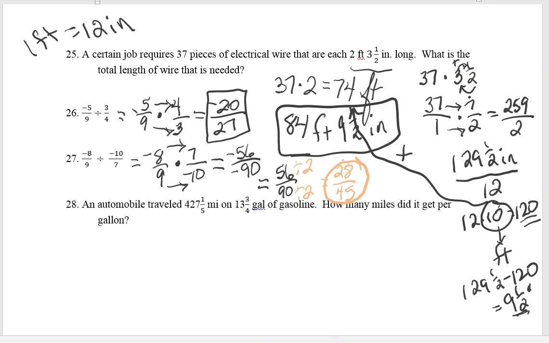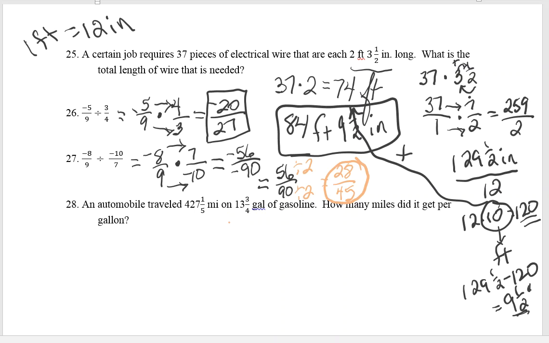Okay, last problem. Here we go. An automobile traveled 427 1/5 miles on 13 3/4 gallons of gas. How many miles did it get per gallon? Most of the time if we're doing this in life, we don't get that specific with the 1/5 of a mile or the 3/4 of a gallon. We usually just do whole numbers. But for the sake of this problem, we're going to go ahead and do the process with these fractions.